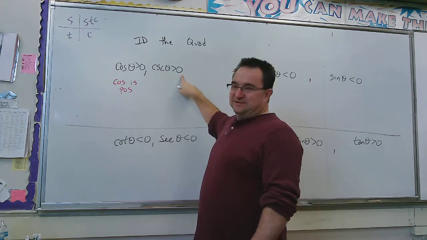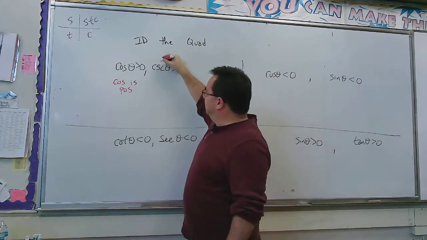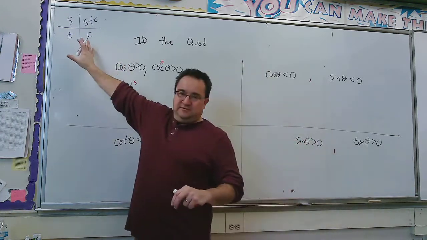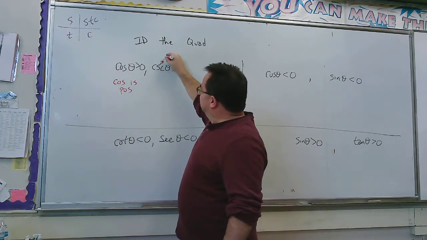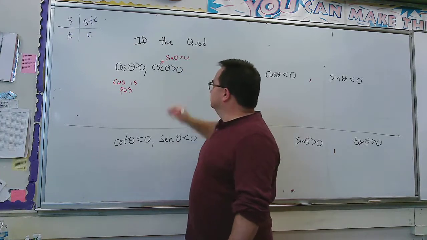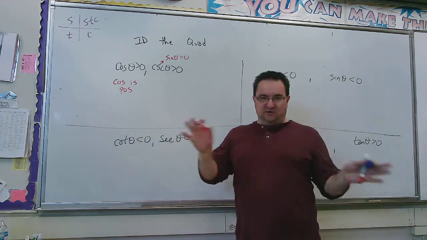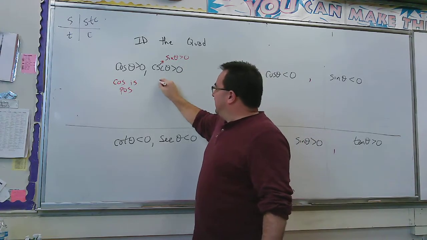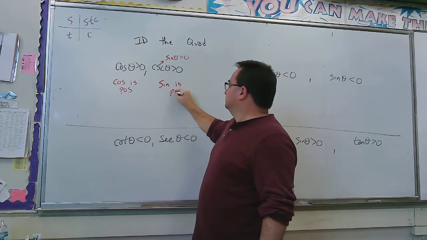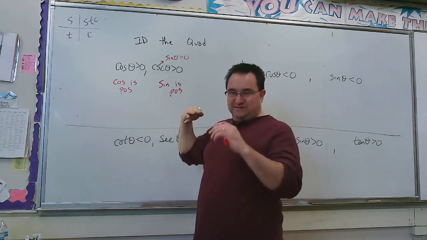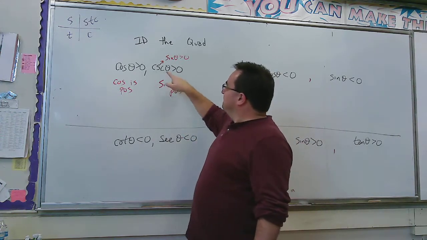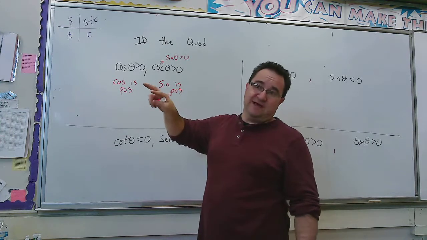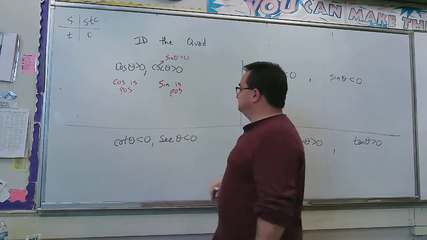Cosecant is greater than 0. So first of all, I don't like those reciprocal ones. We want to go to the primaries. So this is the same as saying sine is greater than 0, because reciprocals and the originals have the same SIGN. So sine is positive. This is outright telling you cosine is positive, and this is implying that sine is positive, because if its reciprocal is positive, so is the original.